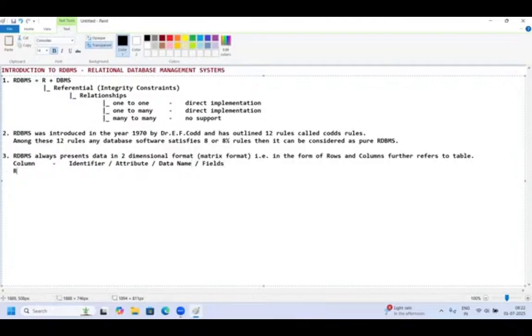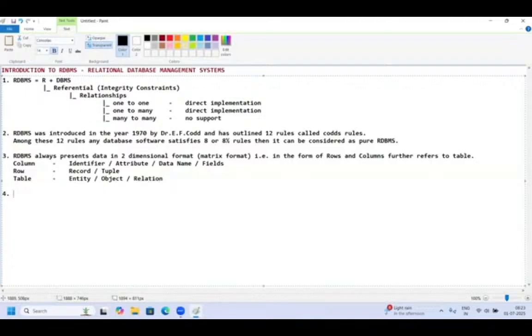Similarly, this row is there, no? Row is called by different names. One, row is called record in some database software. In some database software, they call that row a tuple. And this table, some database software call it entity, some call it object, and some call it relation. This is one more thing towards presentation of data.